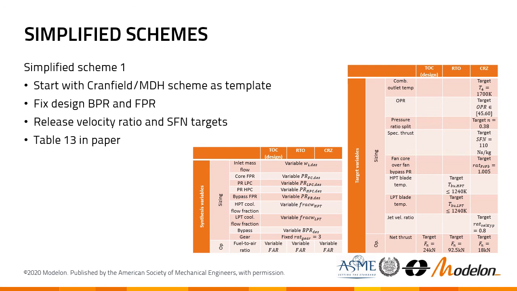notebooks. Now in cycle design studies, we often vary several design parameters one at a time or concurrently, such as OPER or specific thrust. Here we say that we want to vary parametrically OPER, but first want to generate some results with some simplified multi-point schemes. This first one here is defined by taking the Cranfield scheme, but fixing bypass ratio and fan pressure ratio.